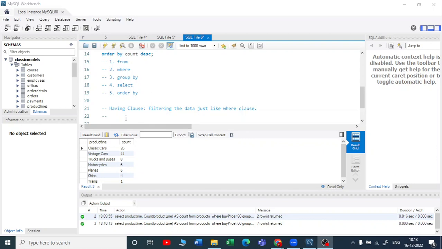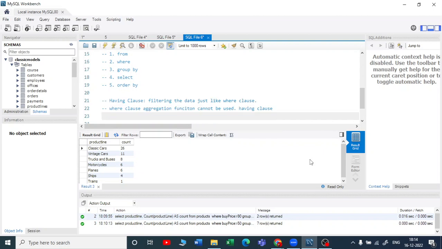So the having clause was added to SQL because the where keyword cannot be used with aggregation functions. In the where clause, aggregation functions cannot be used. Therefore, they have introduced this having clause.